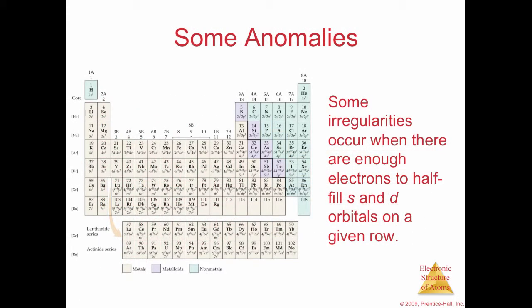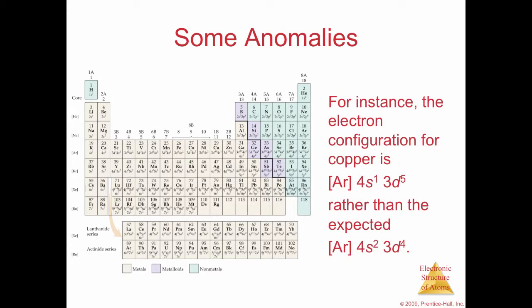There are some anomalies in the periodic table. Some irregularities occur when there are enough electrons to half fill the s and d orbitals on a given row. For instance, the electron configuration for copper is argon 4s1 3d5 rather than the expected argon 4s2 3d4. This is because it is 1 electron short of having a half-filled d subshell.